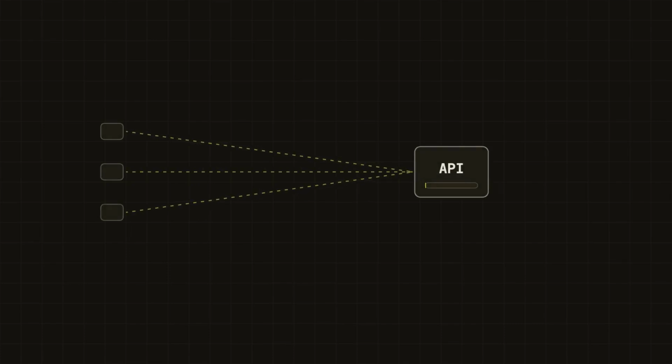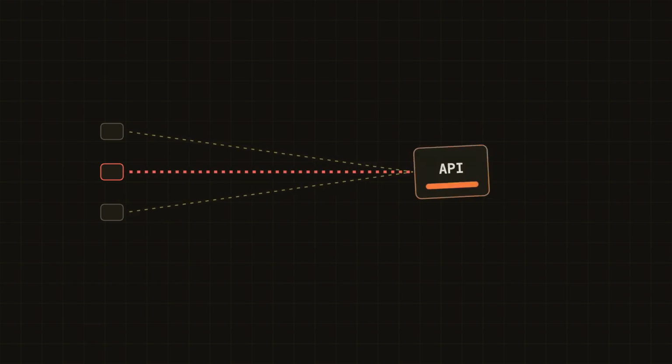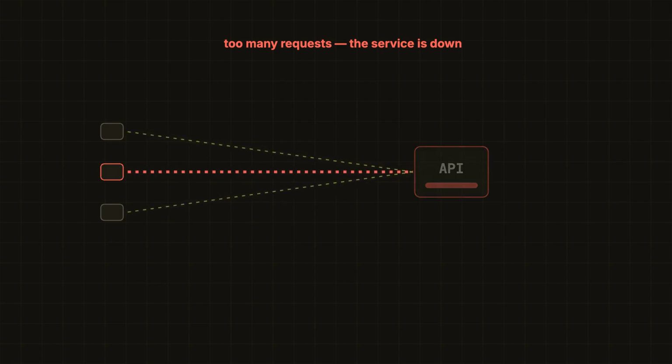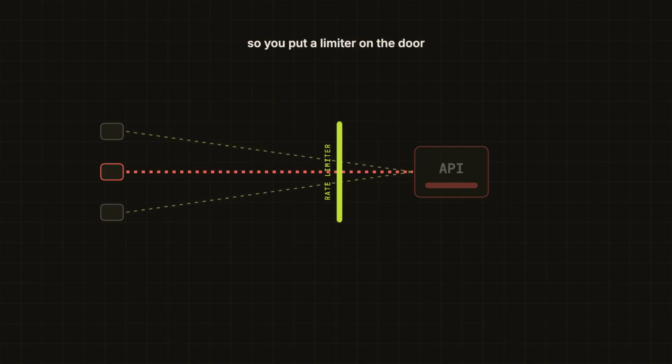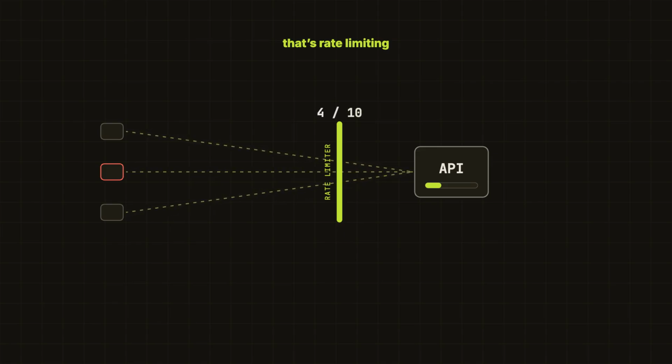So let's say you have an API working fine, serving everyone, and then one client, buggy code or just hammering you on purpose, fires off a million requests in a minute, and your service just falls over. Not because any request was hard, just too many at once. So you need a bouncer, something that says you've had enough, come back in a bit. That's rate limiting.